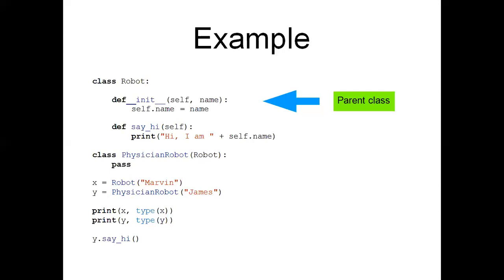Right? So now let's talk about x, the object here, an instantiation of the parent class Robot, and the parent robot's name is Marvin. So if we are initiating it, then it will simply say, okay, Marvin is there. Now we are giving another object, y equals PhysicianRobot. PhysicianRobot is named James, right?